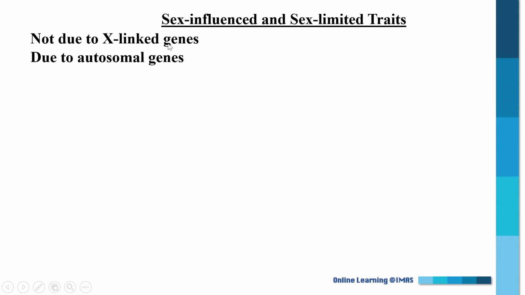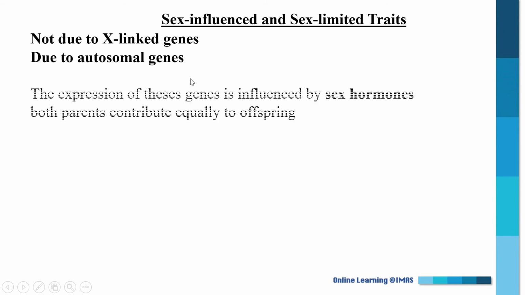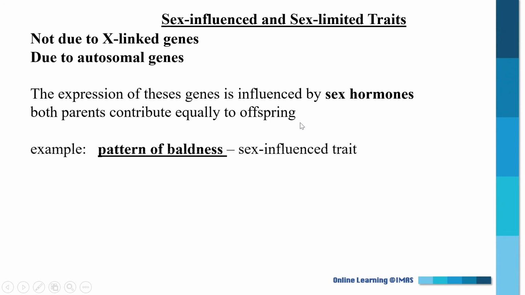They are not linked to chromosome X, but they are due to autosomal genes. So the expression of these genes is influenced by sex hormones. For example, in males you have testosterone, and in females progesterone and estrogen. So both parents will contribute equally to offspring. An example is pattern of baldness.